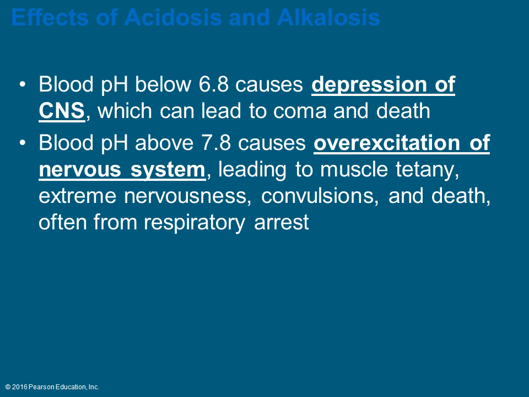If the blood pH is above 7.8, you have the reverse. Instead of depression of the central nervous system, you have this over stimulus of it, and it can lead to very extreme nervousness, convulsions, muscle tetany, and it can also lead to death. Death is often due to respiratory arrest.